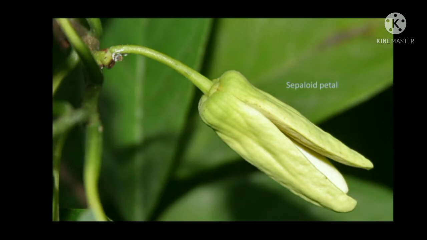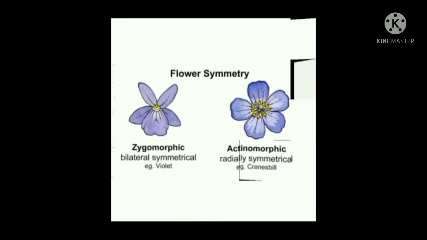Based on the shape of the corolla, the flower symmetry can be actinomorphic or zygomorphic. In an actinomorphic flower, the corolla is radially symmetrical, so it can be divided into two equal halves through any plane. In a zygomorphic flower, it is bilaterally symmetrical, so the flower can be divided into two equal halves through only one plane.